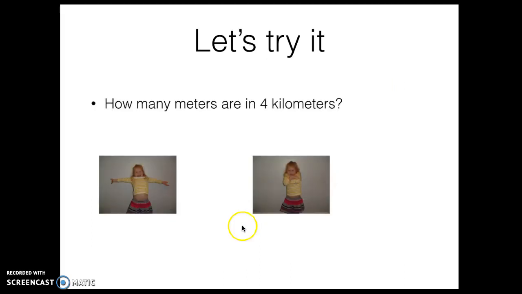Let's try it. How many meters are in 4 kilometers? You know the 4 kilometers. How many meters is it? Go back to your conversion chart. Kilometers is bigger. Get your arms out real wide. You know the big. And come all really small to the small, the meters. Cross your arms. You're going to multiply. You know that you have 4 kilometers. You're multiplying by the conversion chart.